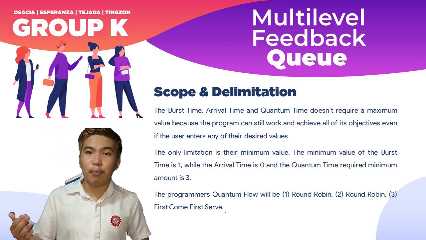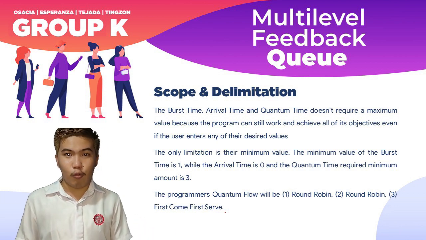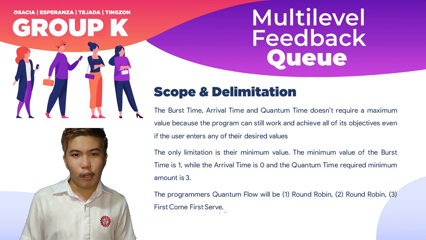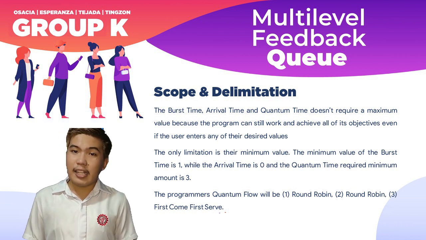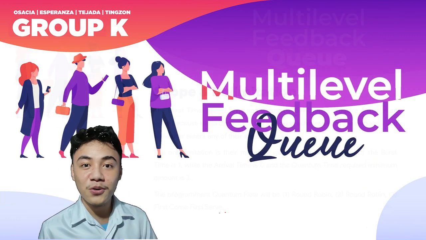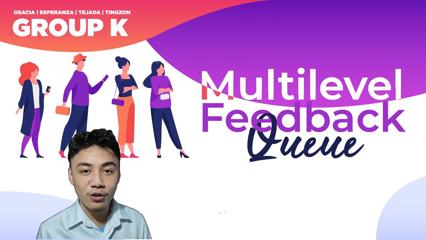And for the quantum flow, for the first queue, we will be using round robin. For the second queue, round robin again. And for the last queue, it will be the first come, first serve algorithm. Now, we will show you our own program of the multi-level feedback queue algorithm.